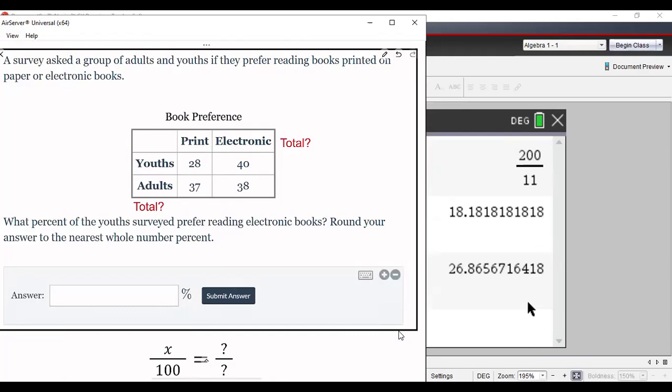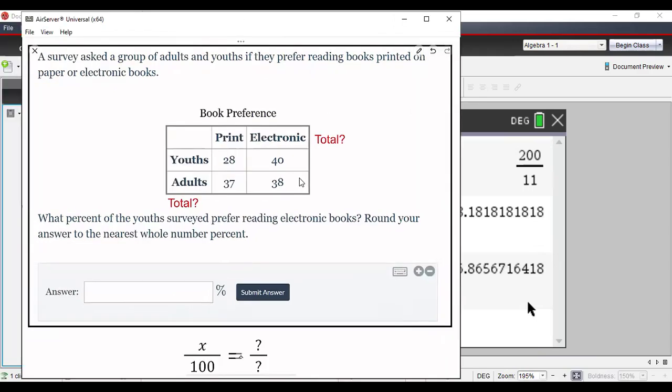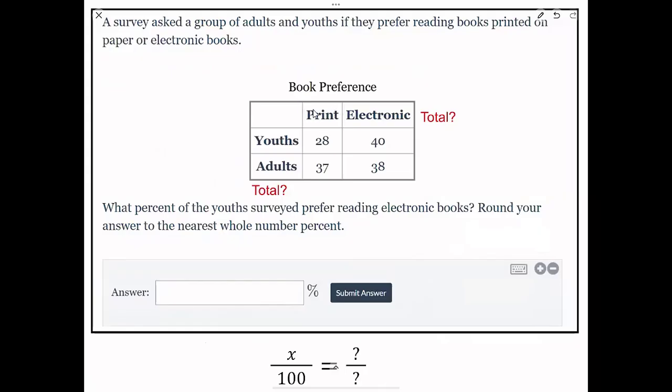Now this says they surveyed a group of adults and youth and asked them if they prefer reading books, printed or on paper or electronic books. So the category is, let me move this over a little bit. The category is book preference, printed or electronic, and then the other category is book readers, and they grouped them by youth and adult.